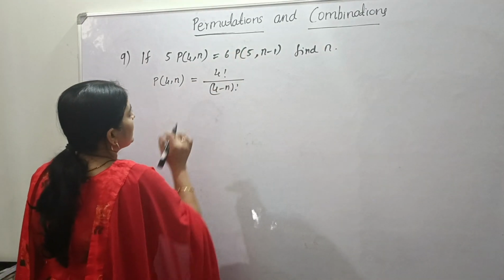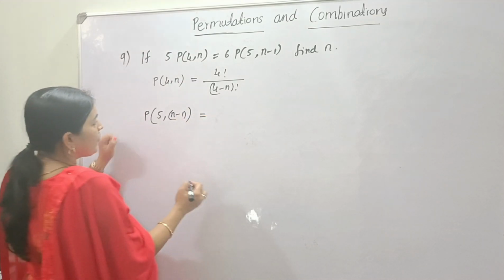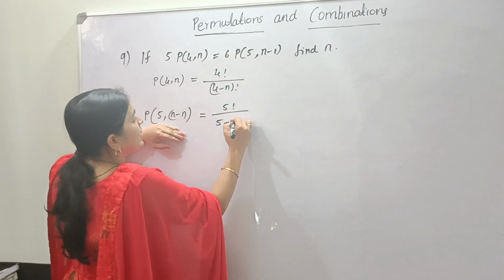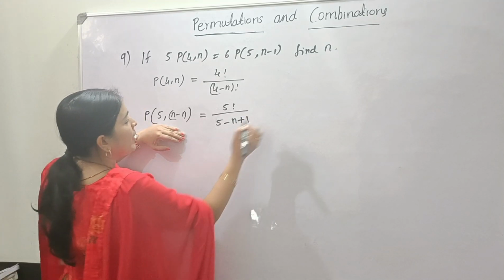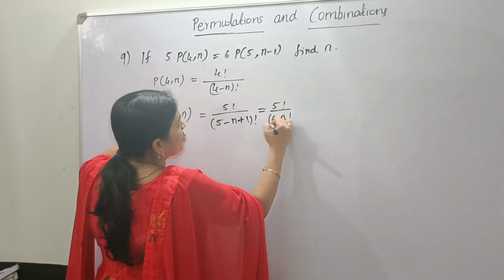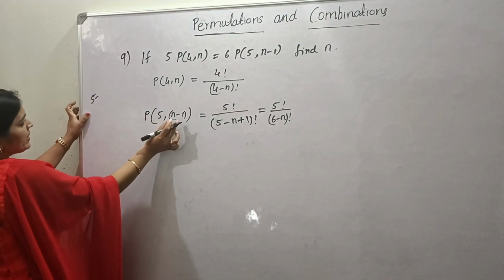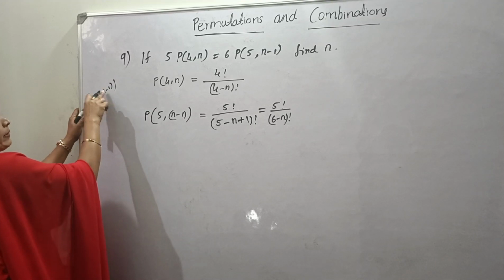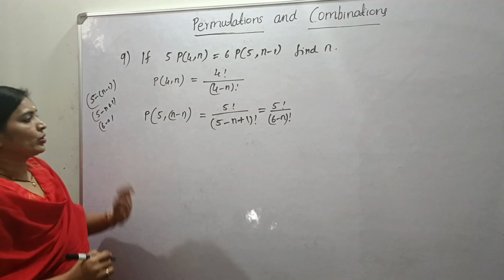Next, let us take this RHS, 6 into P(5,n minus 1), that is equal to, here also apply the same formula, 5 factorial divided by (5 minus (n minus 1)) factorial. So when we multiply this minus to each term, it will be n plus 1, that is equal to 5 factorial divided by (6 minus n) factorial. Understood? See here it is n minus r, right? So 5 minus, here r is n minus 1, so that is 5 minus n, when we multiply this minus to this, minus plus 1, that is (6 minus n) factorial.